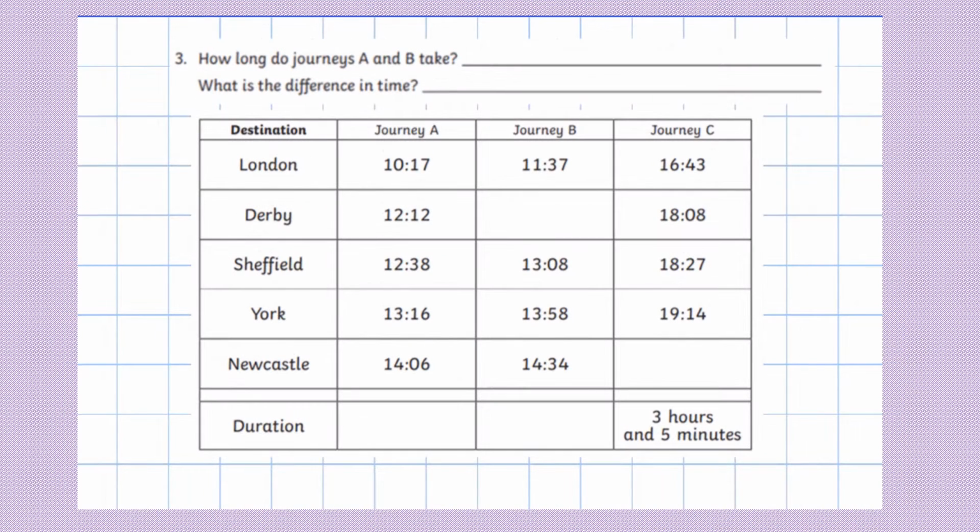First of all, we have to find out the journey time of A and B. Well, journey time of A was 3 hours 49 minutes. Journey time B, because there's a stop missing, is quicker, which is 2 hours and 57 minutes. The difference between these two journeys is 52 minutes.